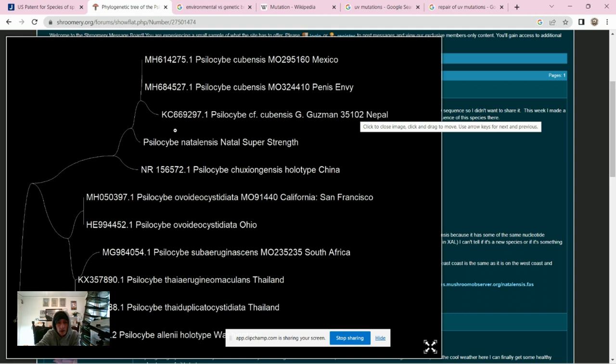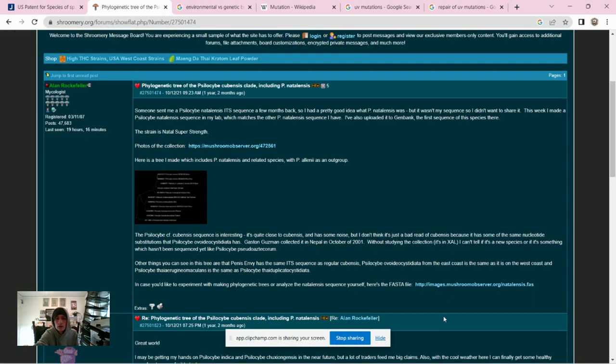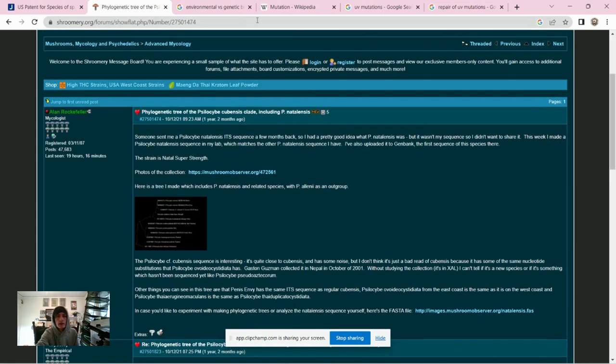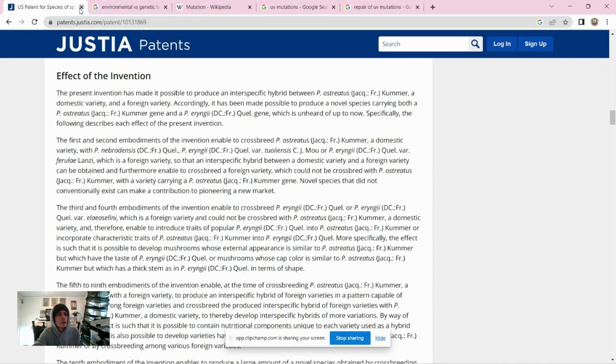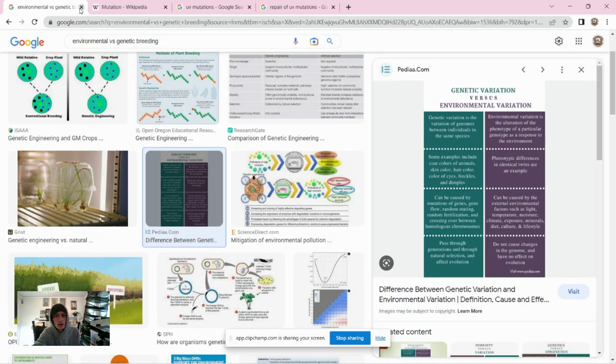You could potentially also take the Natalensis and cross it with the Chuzongensis from China, and I think that maybe even Kyler was working on that. Then you could take that and potentially cross it with the Ovoides cysteata. And that is definitely, when was this even uploaded? This wasn't too long ago. Just a year ago, Alan kind of came across that and definitely intrigued a lot of people within the community. Just going to skim through those for you guys. Great information in those regards.